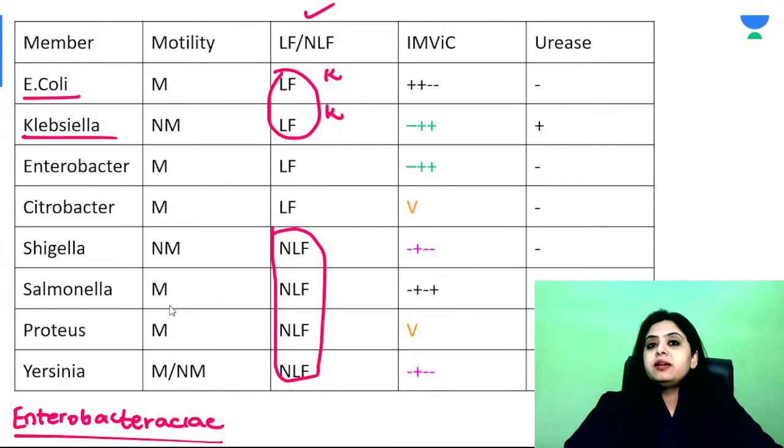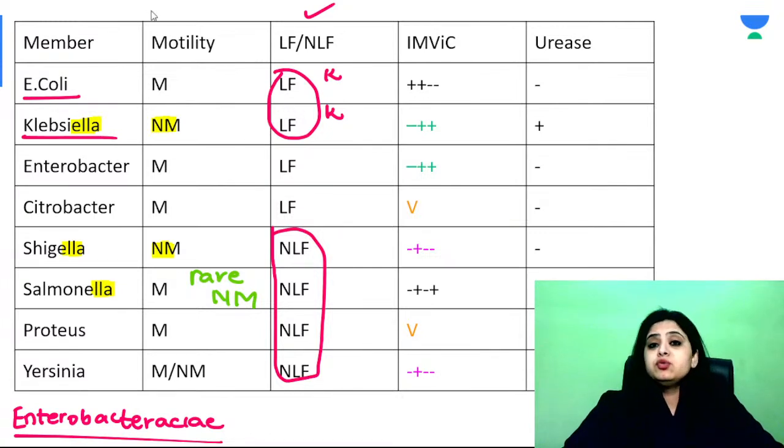After that, you have to know their motility. Pick up the ones which are non-motile. Try to pick them up. Klebsiella is non-motile. Then I see Shigella is non-motile. You know, there are some very, very rare Salmonellas which can be non-motile. So how do we remember this? Yes.